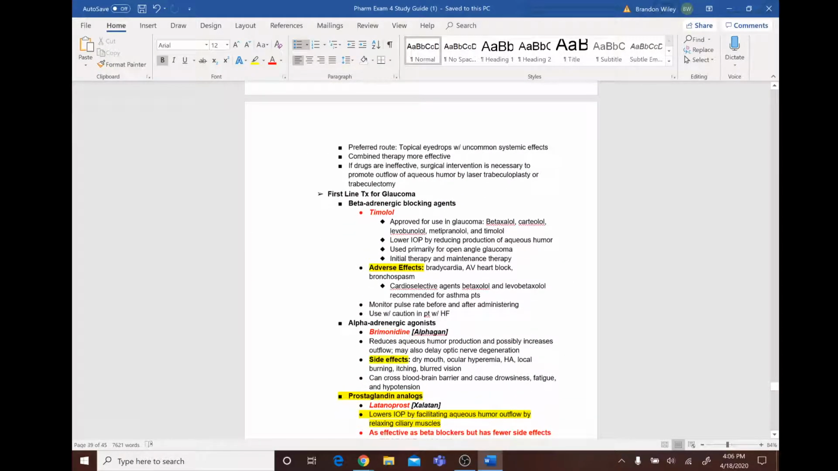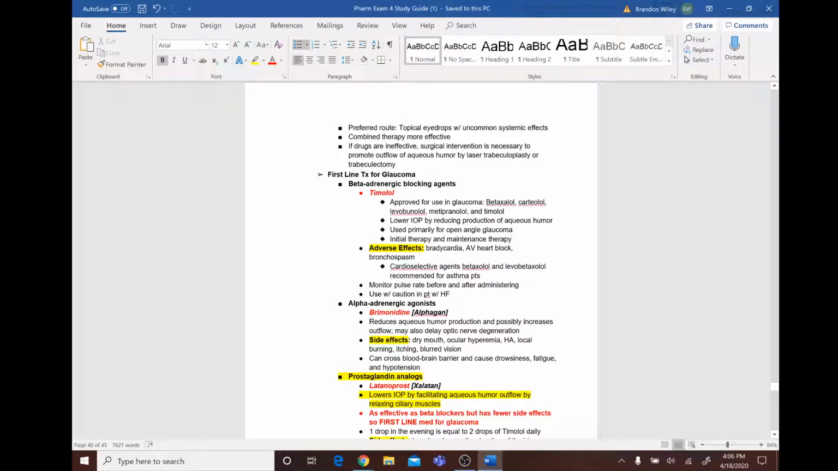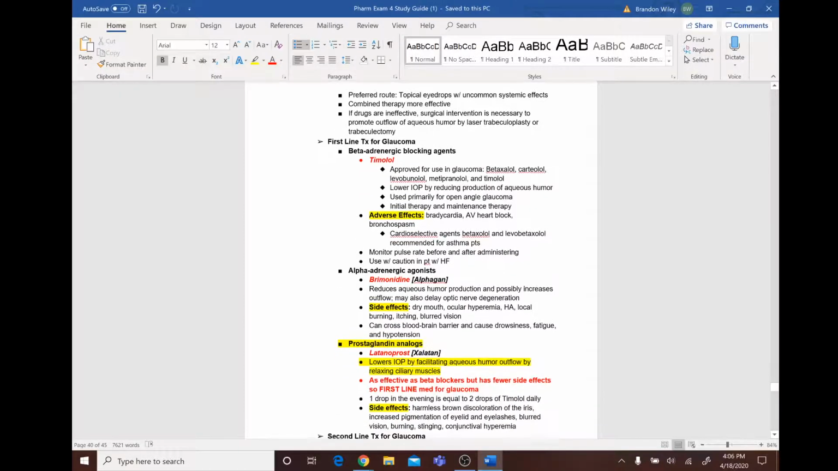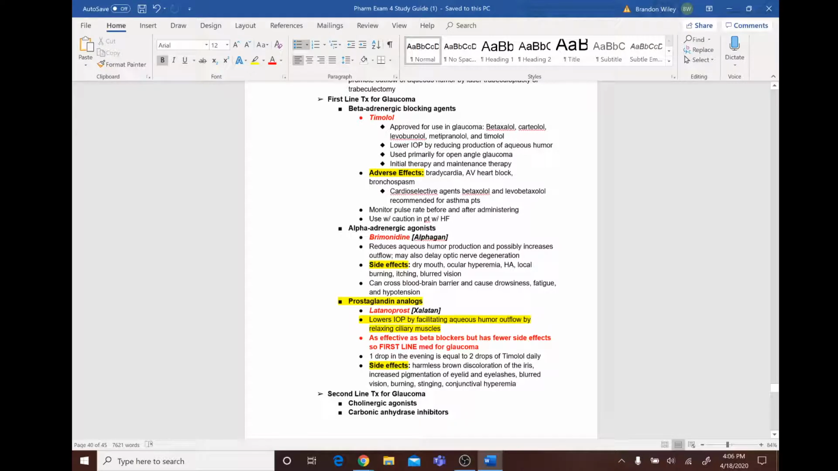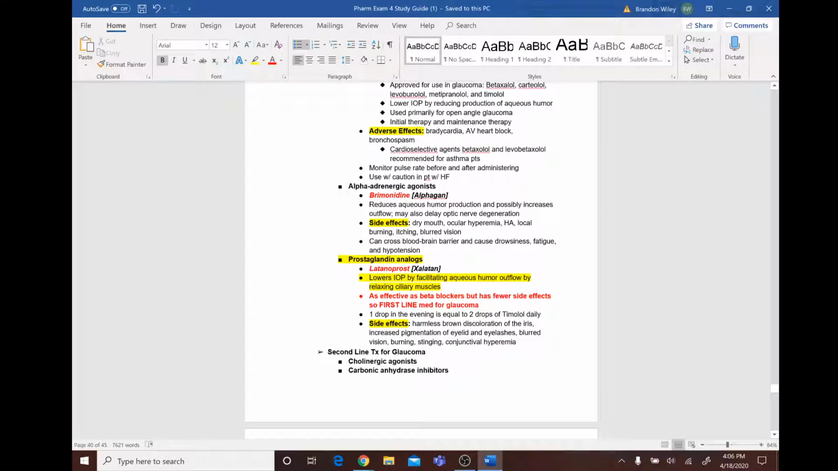What are the side effects of timolol? Bradycardia, AV heart block, and bronchospasms. What are the side effects of brimonidine? Dry mouth, ocular hyperemia, headache, local burning, itching, and blurred vision.